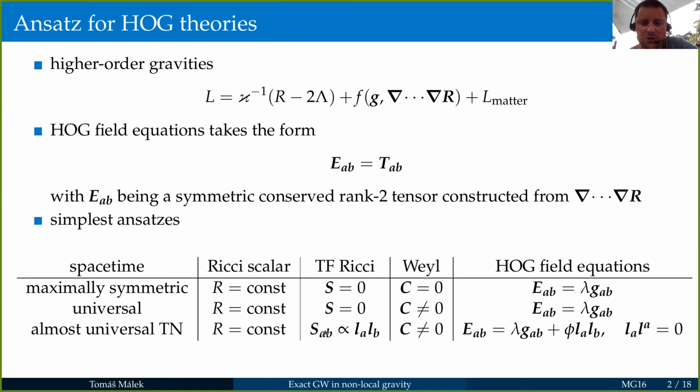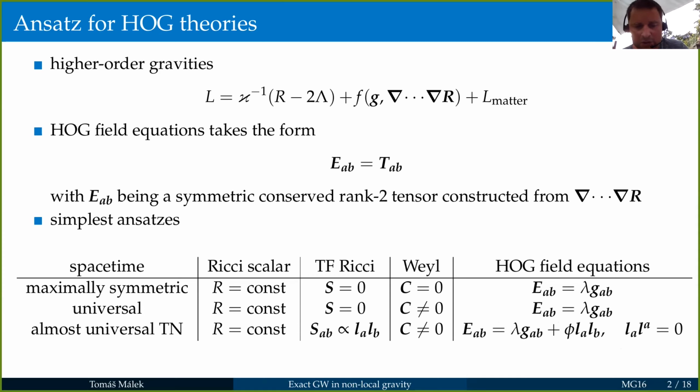So now the trace-free Ricci tensor has one component. It's proportional to L, where L is a null vector. So the Weyl tensor is non-vanishing, and for almost universal spacetimes we call them Tn, because the trace-free Ricci tensor is of type N. It has only this component. So for those almost universal Tn spacetimes, the field equation reduces to this form. So there is again a term proportional to the metric, and the one. This is the trace of the tensor E_AB, and this is the traceless part.